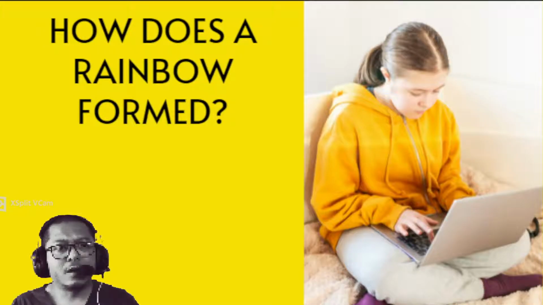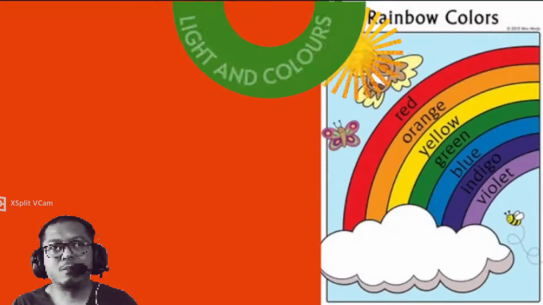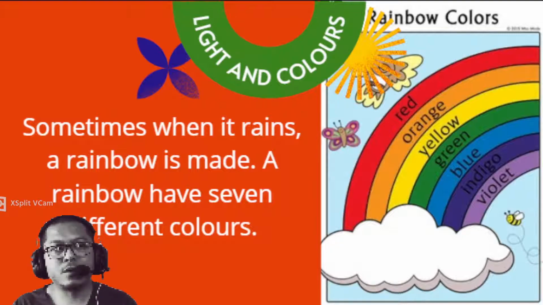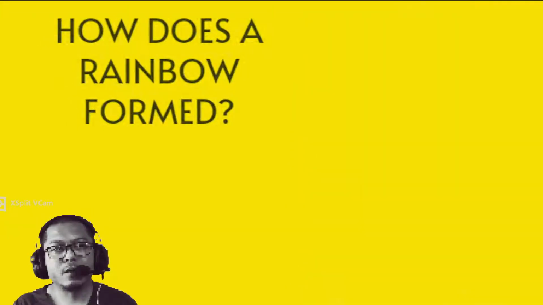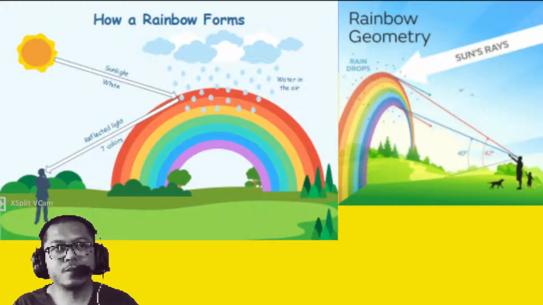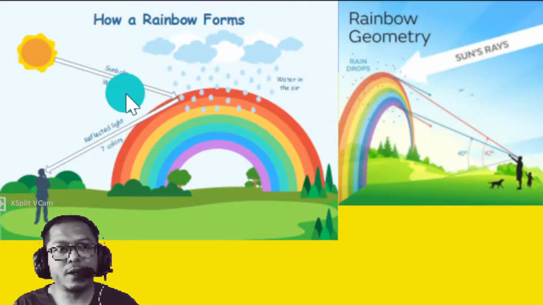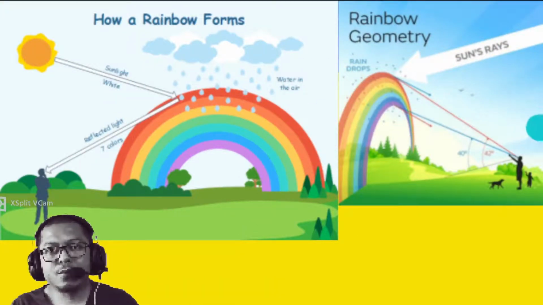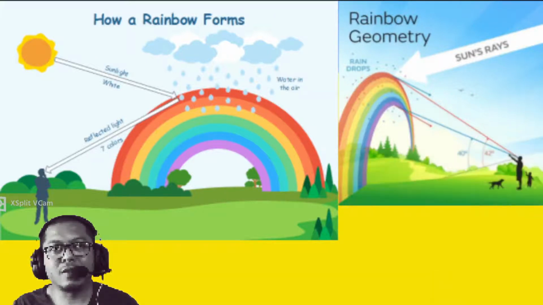Okay, now we did learn about how a rainbow forms. A rainbow forms when light passes through the rainwater, like in this picture, and when it reflects back from the rainwater, it is divided into seven colors, and that makes a rainbow in the sky during rain.